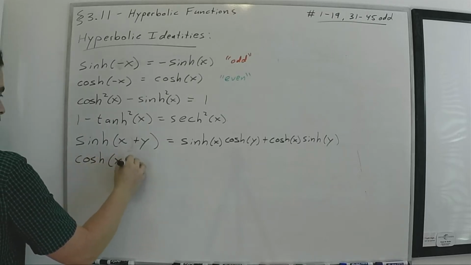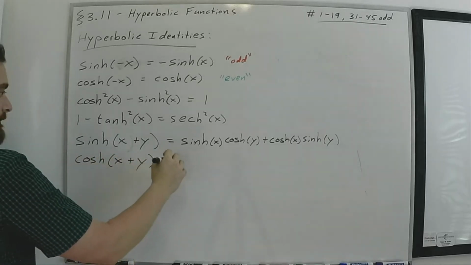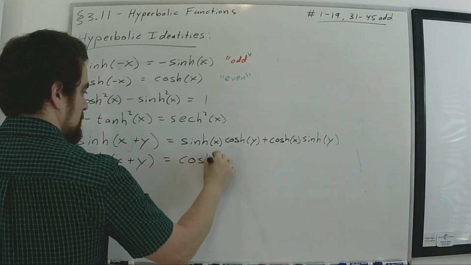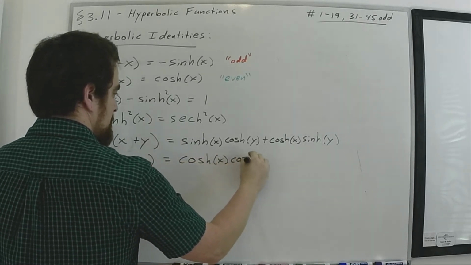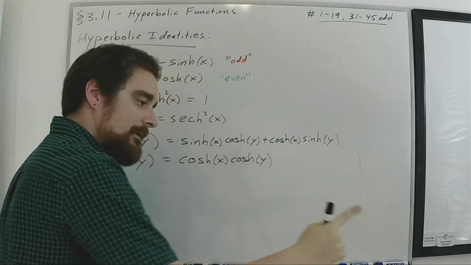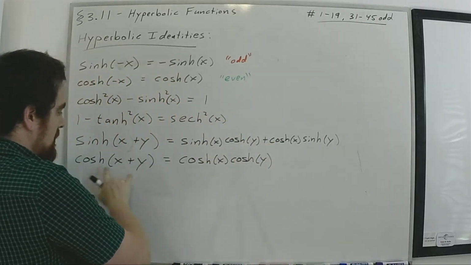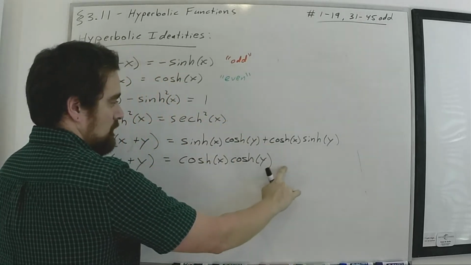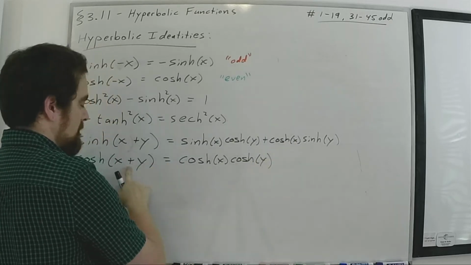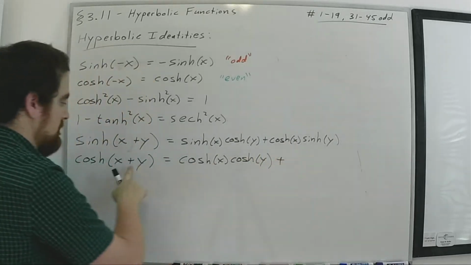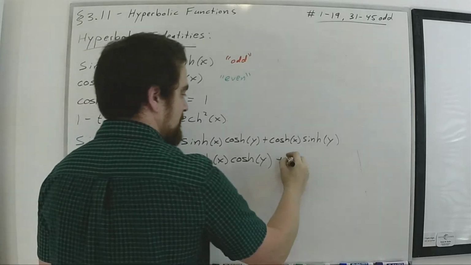Cosine hyperbolic of x plus y is cosine hyperbolic of x cosine hyperbolic of y. And again, if you remember your trig well, cosine a plus b should have a minus. The plus should be a minus, or the minus should be a plus, but this does not change sign. So it is a little different here.